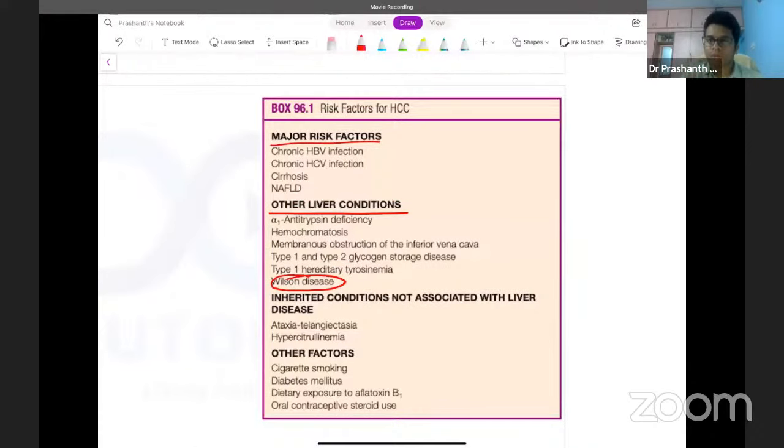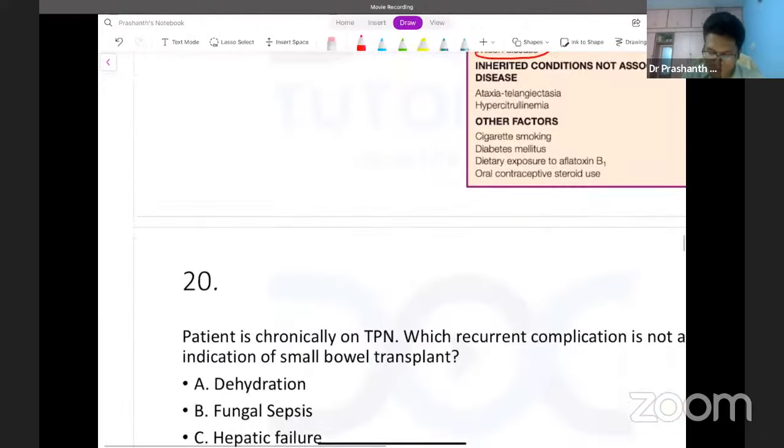So just know that Wilson's disease can cause HCC, but among the options that are given, it is the least risk, because other options are on the upper part of the table. Okay, guys. So the answer is Wilson's disease.